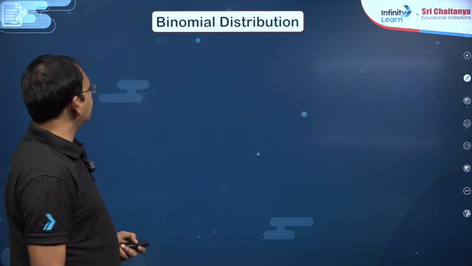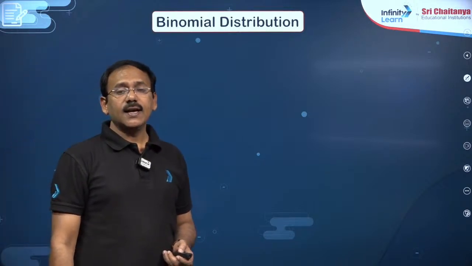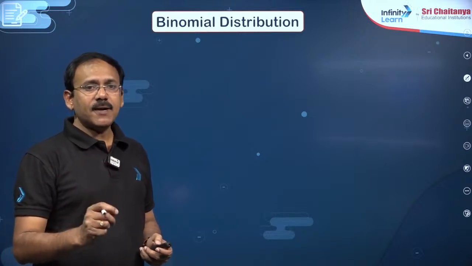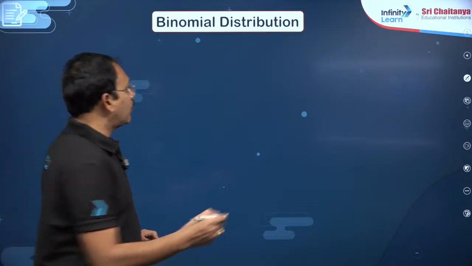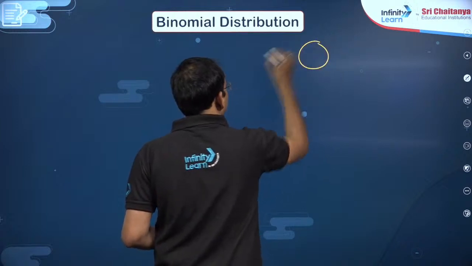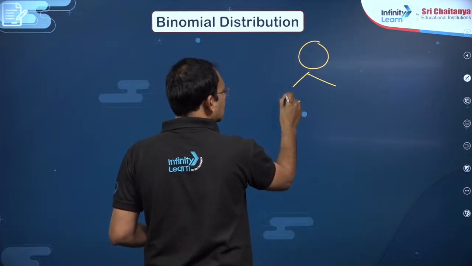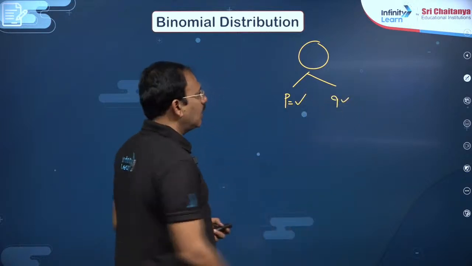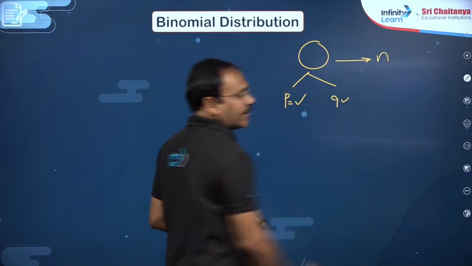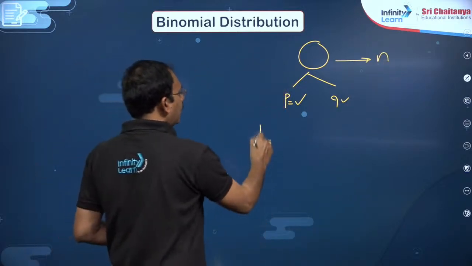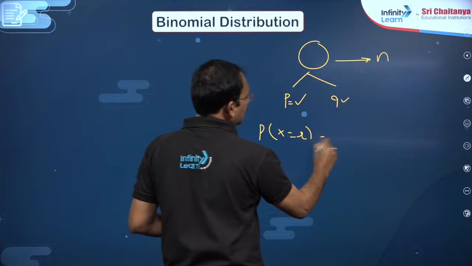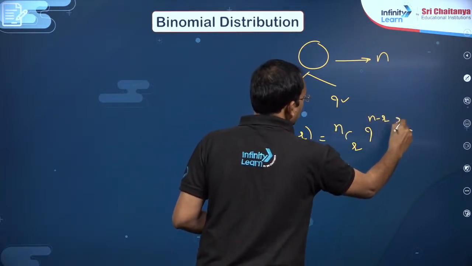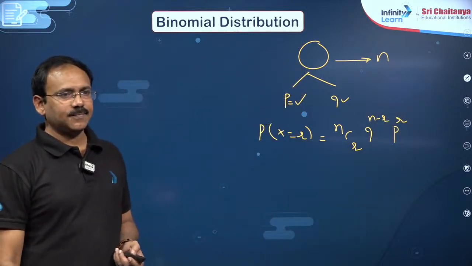Okay. Next, binomial distribution. Suppose a simple experiment is independently repeated n times. In a single trial there will be two outcomes, success and failure. Suppose the success probability is P and the failure probability is Q. If the same experiment is repeated n times, then the probability of R successes is nCR into Q to the power of n minus R into P to the power of R, my dear friends. This is the point. Okay.